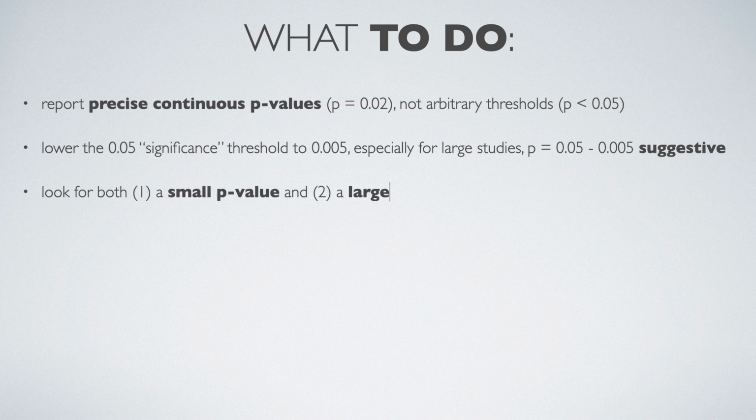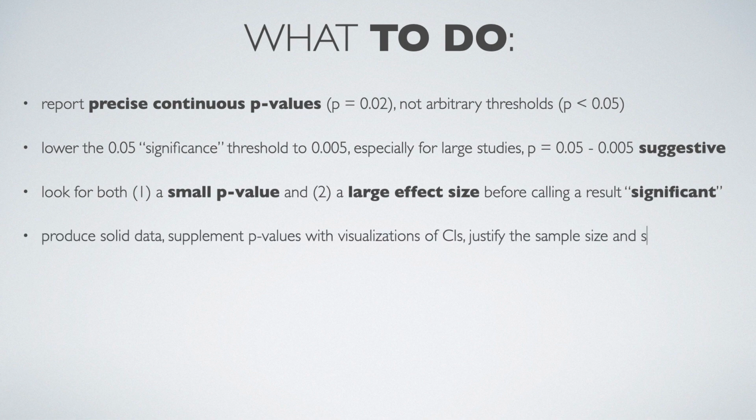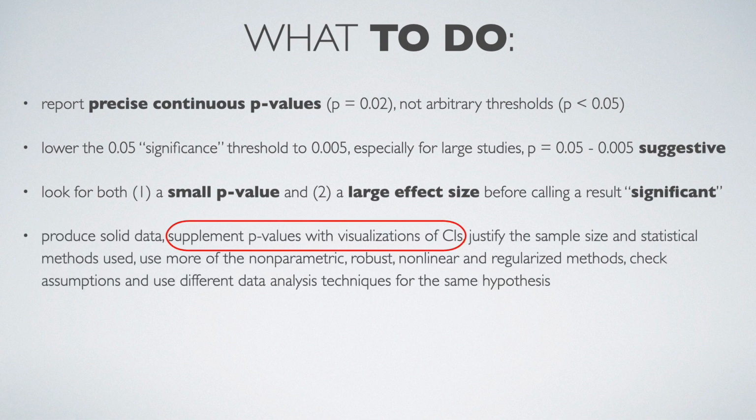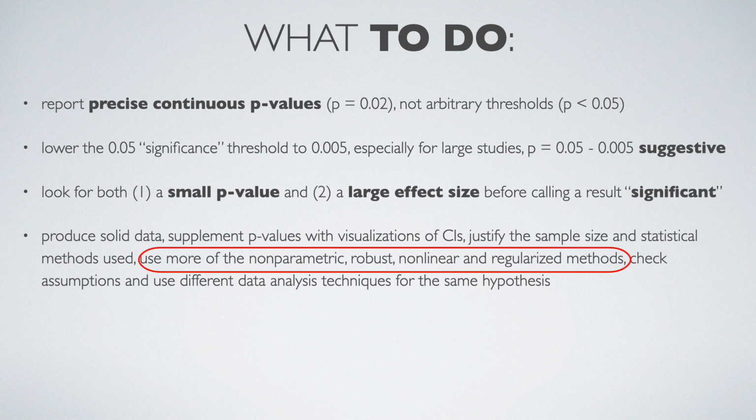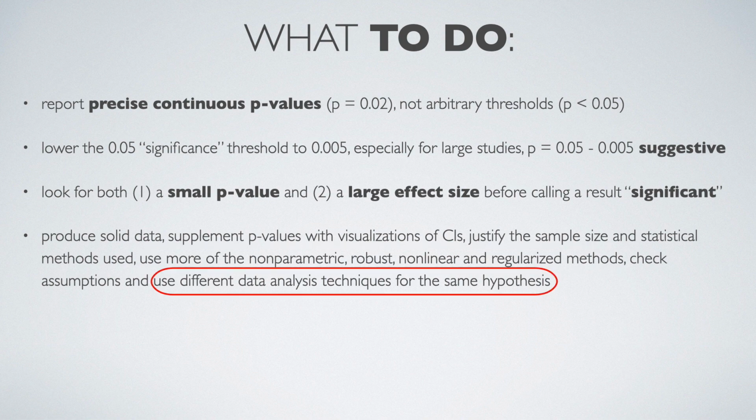Look for both a small p-value and a large effect size before declaring a result significant, instead of dichotomizing p-values alone. Produce solid data, supplement p-values with visualizations of confidence intervals, justify sample size and statistical methods used, use more of the non-parametric, robust or non-linear methods, always check assumptions and use different data analysis techniques for the same hypothesis.